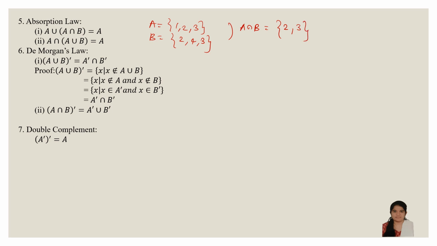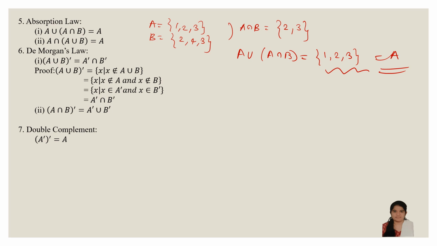And now when you take the union of these two, A union A intersection B, kya hoga? A union A intersection B, and A mein jo bhi terms hai, sare consider honge, to wo sare terms kya hai? 1, 2, 3. And if you observe, what is this? This is nothing but our A set.